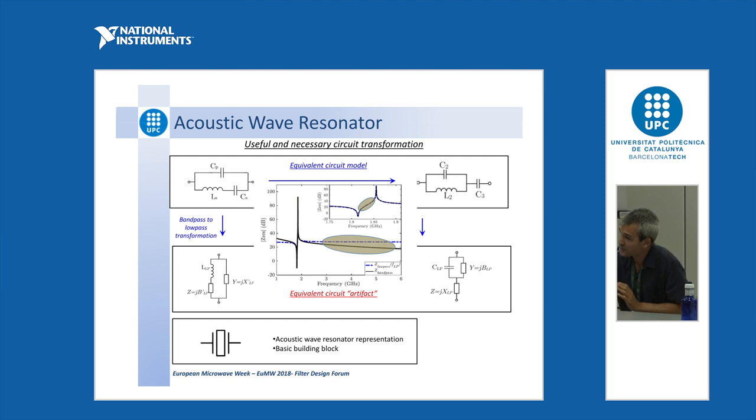There's also a difference in the inner region of the resonator, in the region between the two resonant frequencies. And this also affects us when we have very wide band filters. But in any case, any of those basic building blocks will be represented as conventionally done in acoustic filters this way.